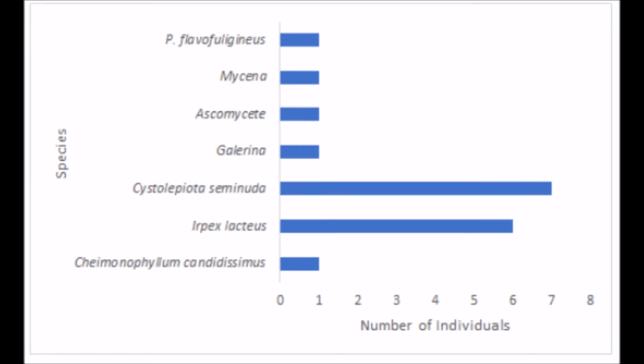Our final graph shows the species found at Elkhorn Lake, with 7 different species found, and total number of mushrooms being 18. The average elevation in which we collected here was 2,180 feet.